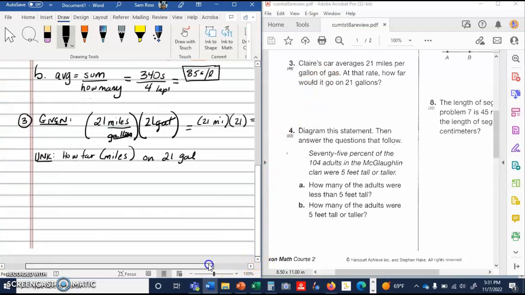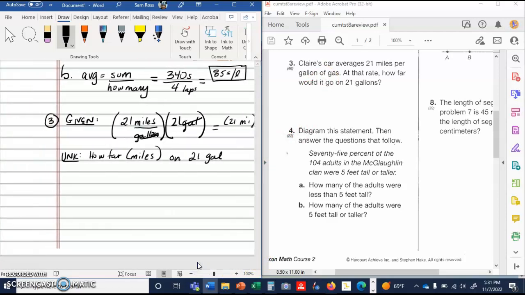I don't know as I have enough room down here to do 4. So I'm going to pause and, well, let me go ahead and give it a shot. Why not? Okay, number 4 says diagram this statement and answer the questions below. 75%. So I'm going to have to stop there. I'm given 75%, which is 75 per 100, which if I reduce is 3/4.